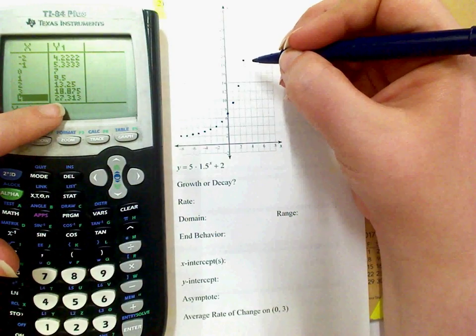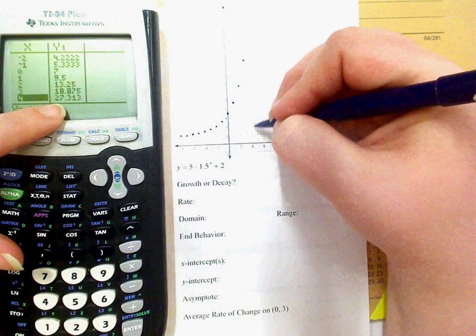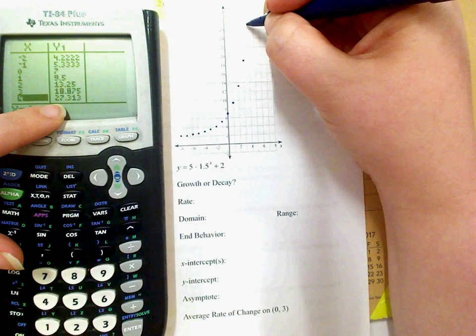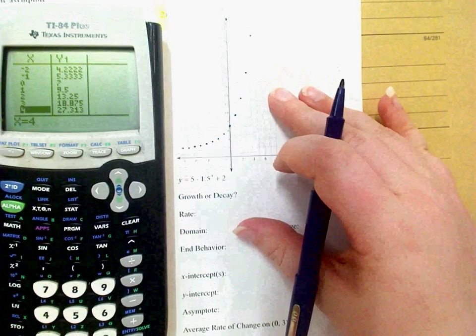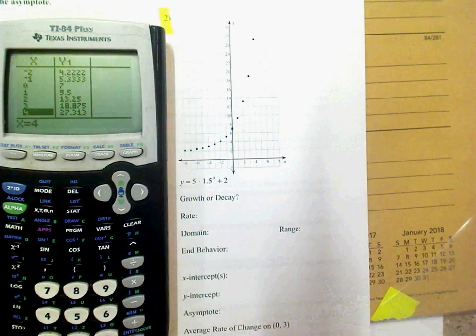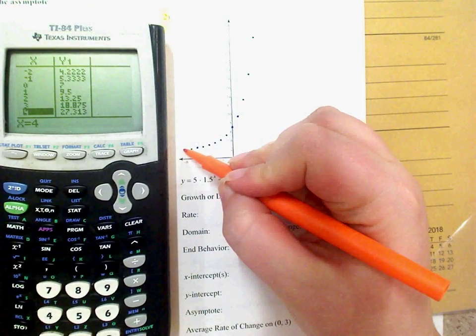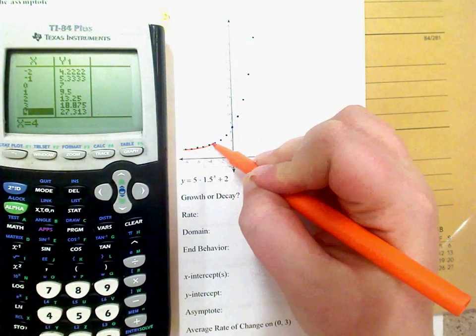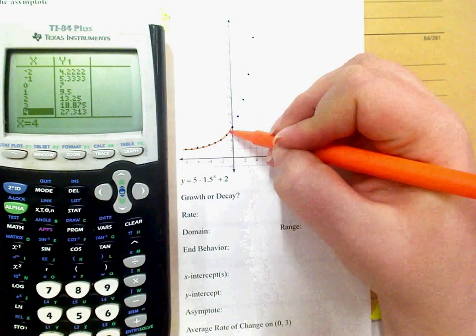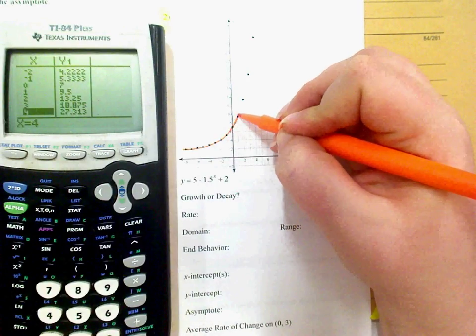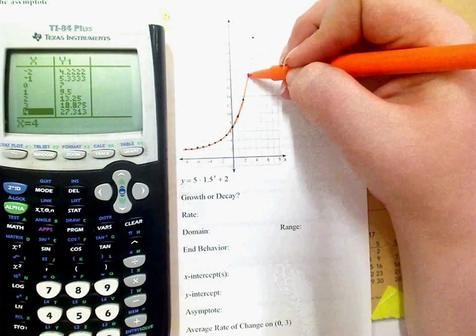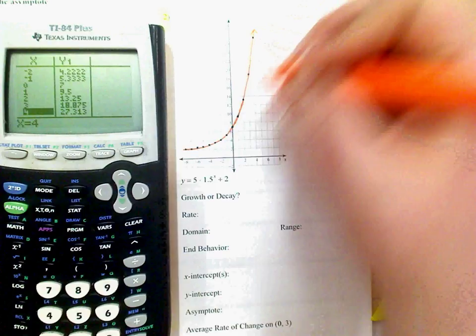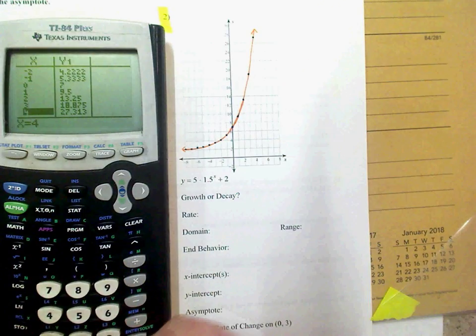And then 27.3, so 27 is like right there, so 0.3 is just a little bit above it, and there we go. Okay, so I do need to connect them. And what I noticed on the left-hand side is that it got closer and closer to 2, but it shouldn't actually reach it. So I just kind of drew it along those points. And that's okay if your points end up being basically on 2.